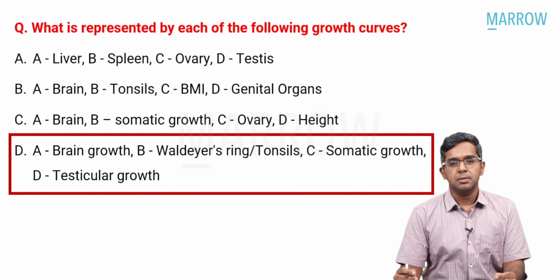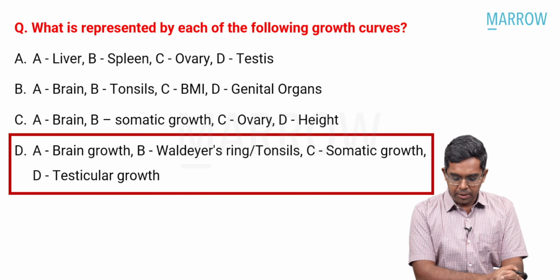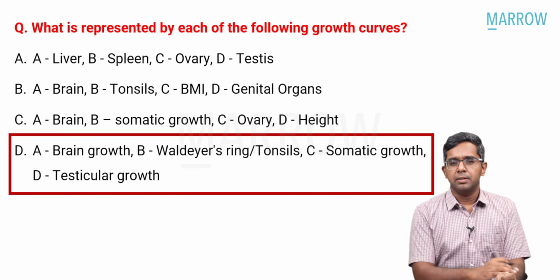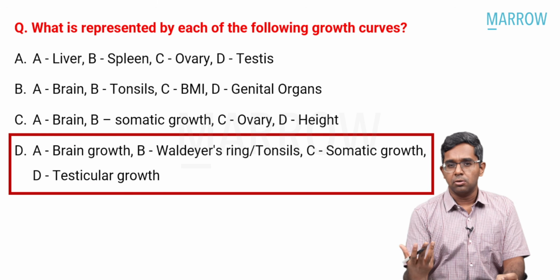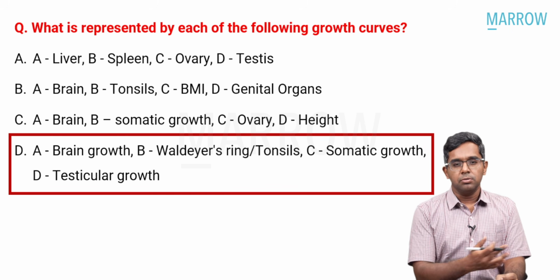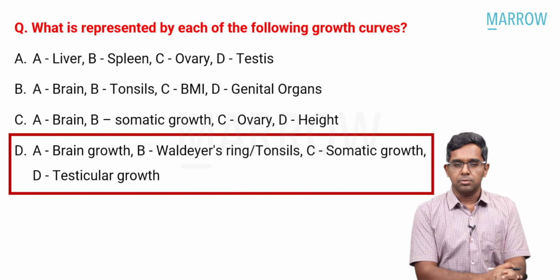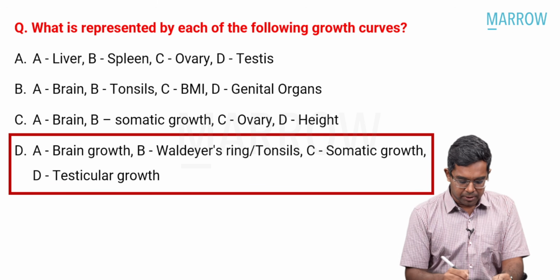So among the options, option D will be the answer for the question, because you can see very clearly it is written A is brain, B is Waldeyer's ring, which is nothing but the ring of the lymphoid tissues, or some students recall the B as tonsil. Both are correct only. C is somatic growth, that is what I told you, height increase, and D is the gonadal growth, which includes the testicular growth. So option D will be the answer for this particular question.